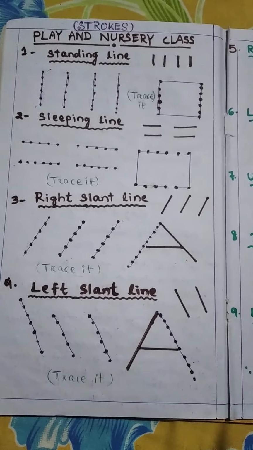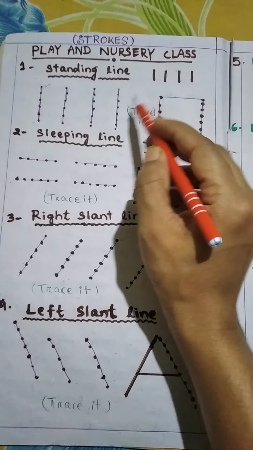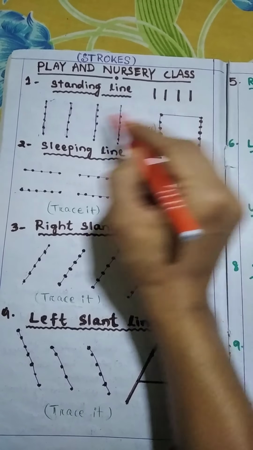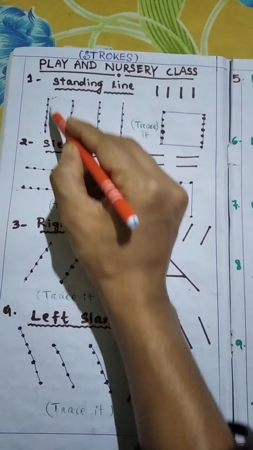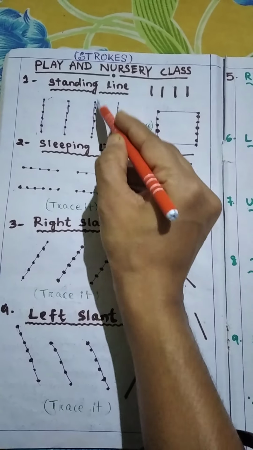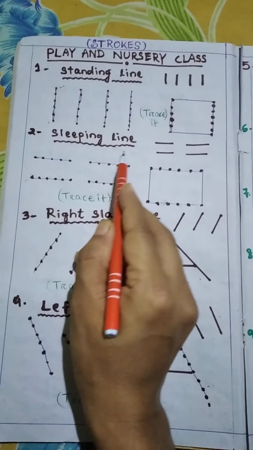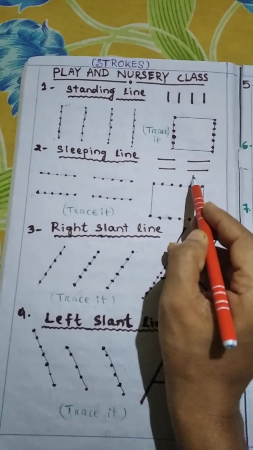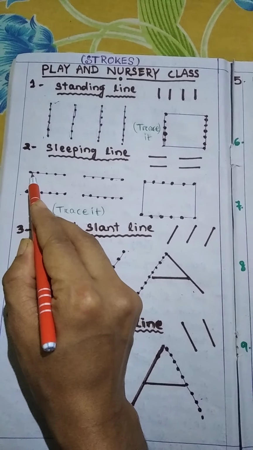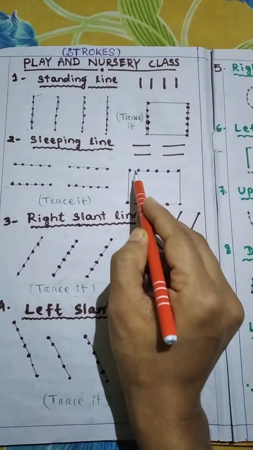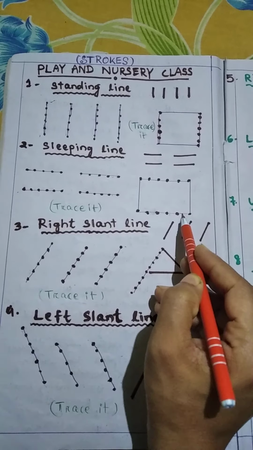So first of all, we'll discuss standing line. So these are standing lines and there are some dots. When you trace on it, you can find standing lines. Okay, that's all. Second one is sleeping line. All these are sleeping lines. Now you can trace on it and you can find these are sleeping lines.